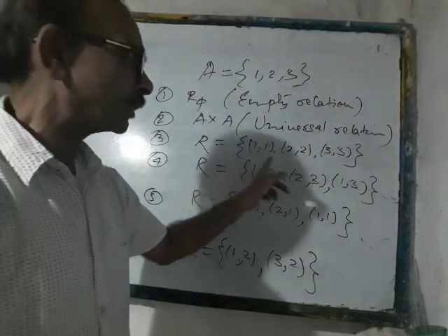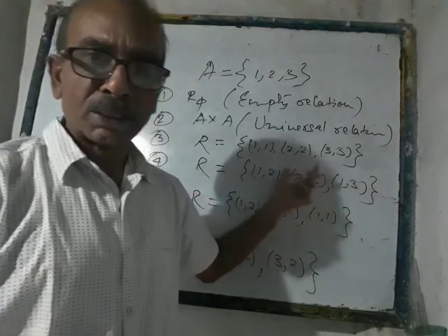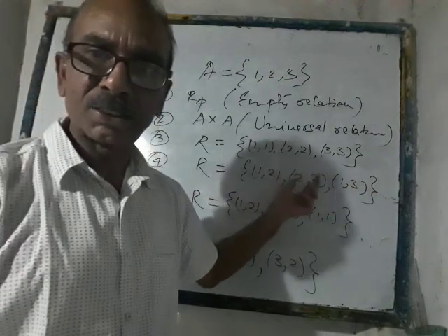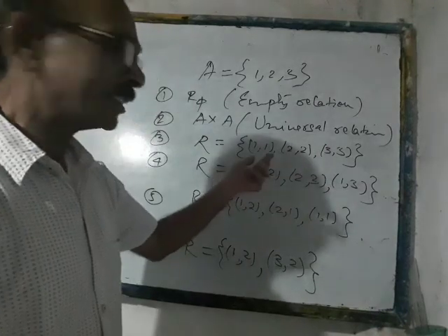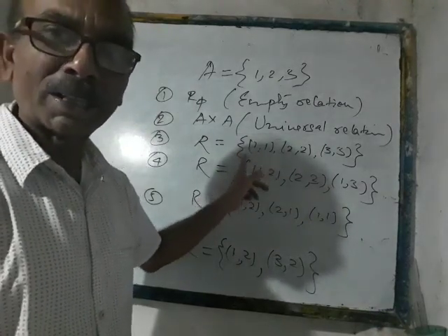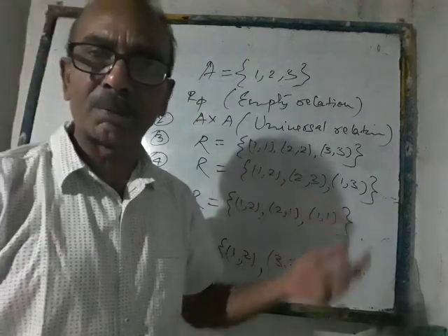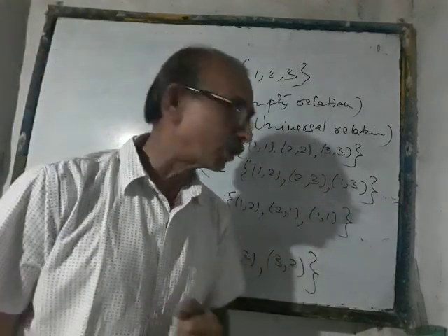Now, the third one I have given: 1, 1, 2, 2 and 3, 3. You know very well that this one is an identity relation as well as a reflexive relation as well as a symmetric relation. Why is it symmetric? Because if xy is there, the reverse yx is there. The symmetry of every element is there because both of the components are equal to each other.